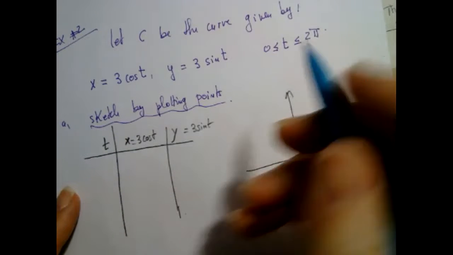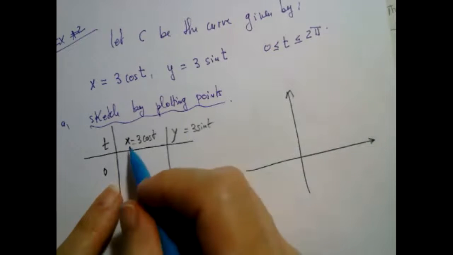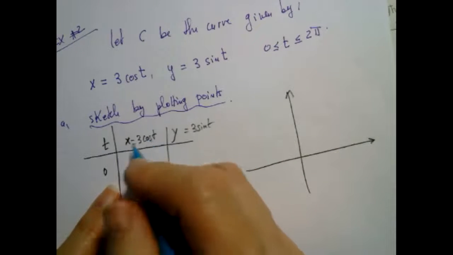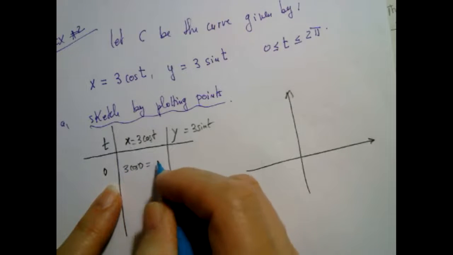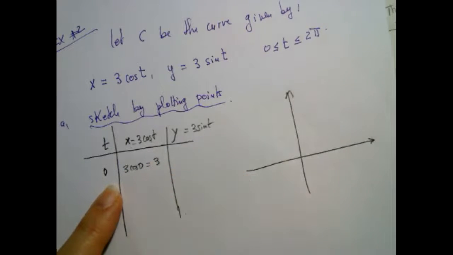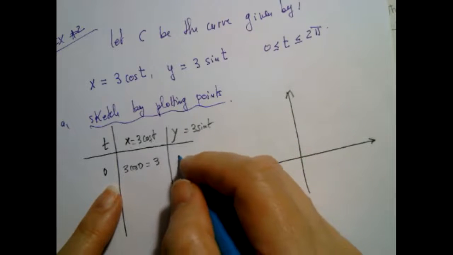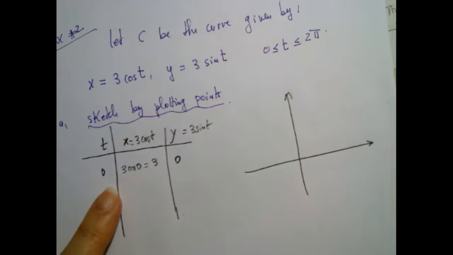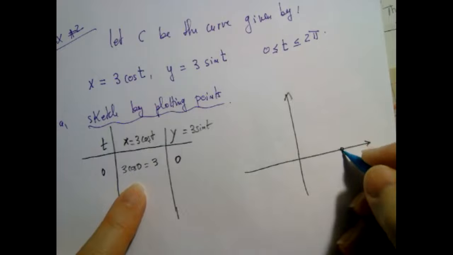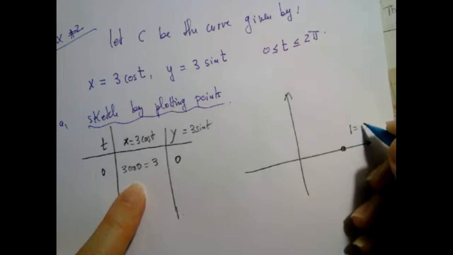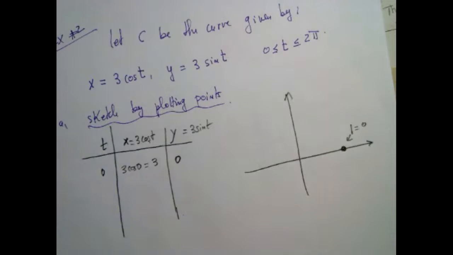Okay, t is between 0 and 2 pi. At t equal to 0 initially, what is x? x is 3 cosine t, so x is 3 cosine 0. Now cosine 0 is 1, so this is 3. And y is 3 sine 0, which is equal to 0. So at t equal to 0, x is 3, right here, and y is 0. So that's where we are.